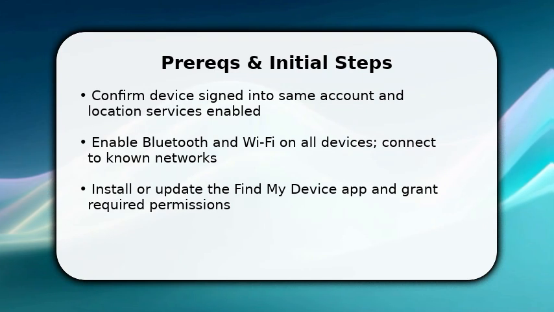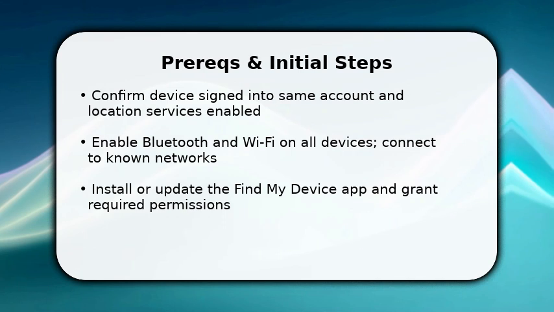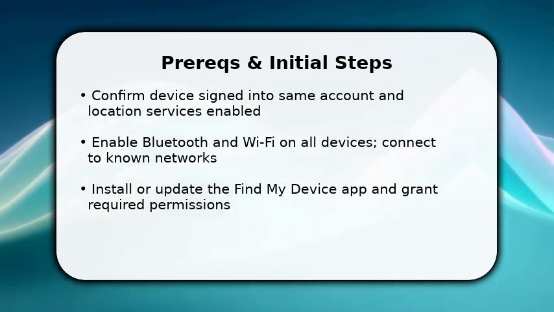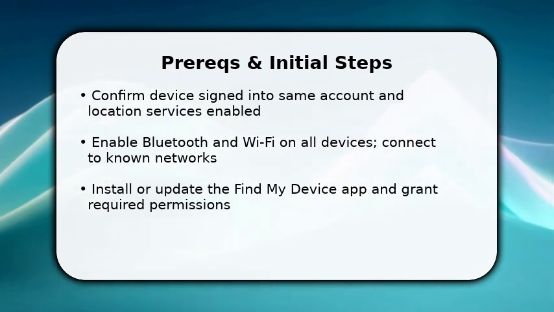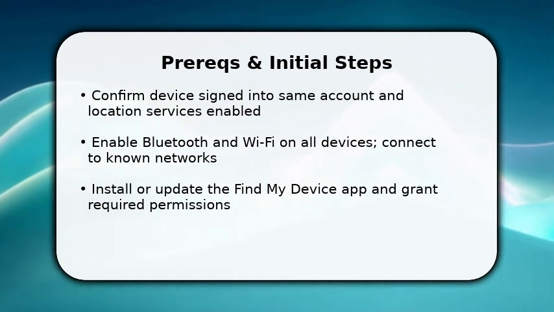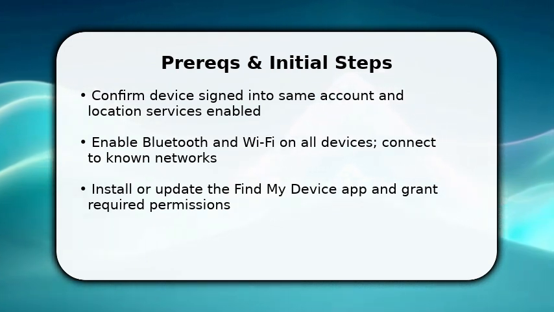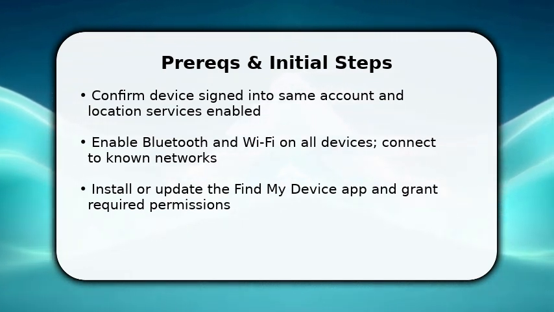You start by confirming account sign-in and location access so the network can share device positions. Once done, enable Bluetooth and Wi-Fi on each device because proximity and network scans power discovery. Make sure the Find My Device app is installed and updated, and grant Bluetooth, location, and background refresh permissions so tracking persists. These are the first actionable steps that allow devices to join the Find My network and broadcast encrypted position beacons to other participating devices.